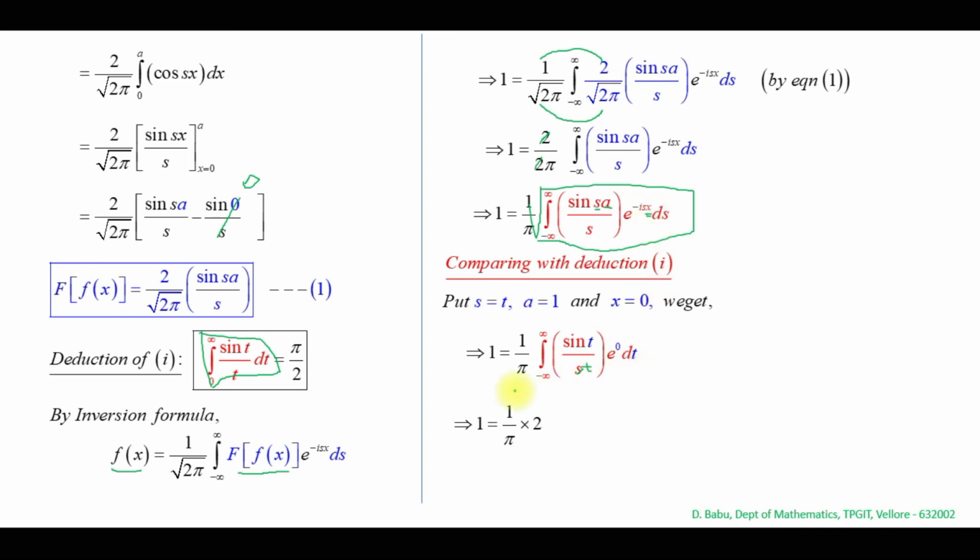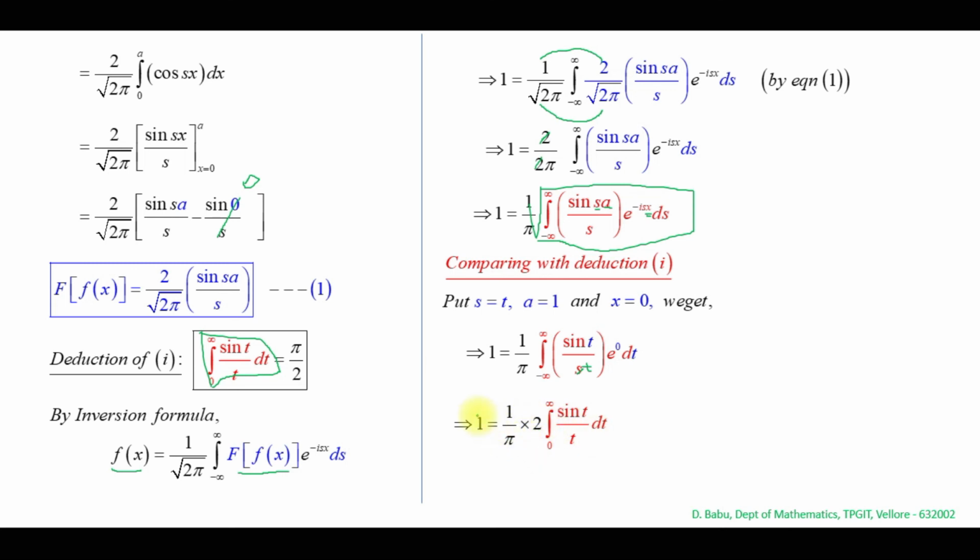So this implies 1 equal to 1 by pi. But we need the limit 0 to infinity. Sin t by t is an even function, because sin of minus t equals minus sin t; here with minus t, the two minus signs get cancelled, so it is an even function. For an even function, minus infinity to plus infinity can be taken as 2 times 0 to infinity sin t by t dt. So this implies this is 2 by pi.